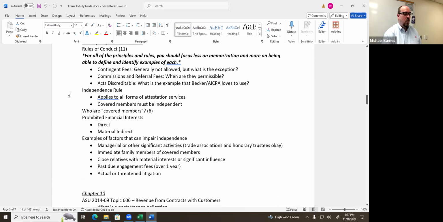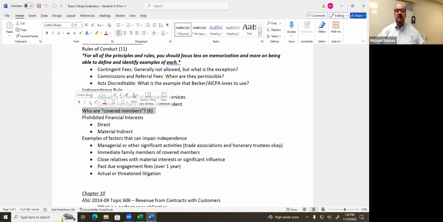So we want to know, what is the independence rule and when do we use it? With respect to that, make sure you understand this stuff right here. And remember we talked about this idea of covered members. There was a big long list of criteria for covered members. Please make sure you are familiar with what a covered member is. Also, make sure you're familiar with who has to follow the rules of covered members.